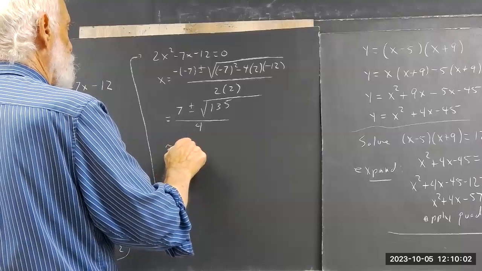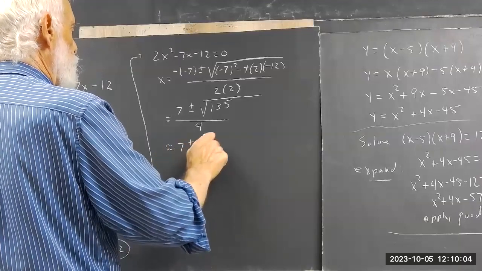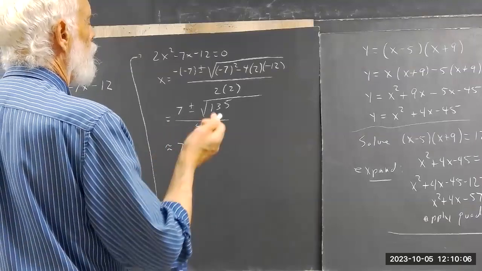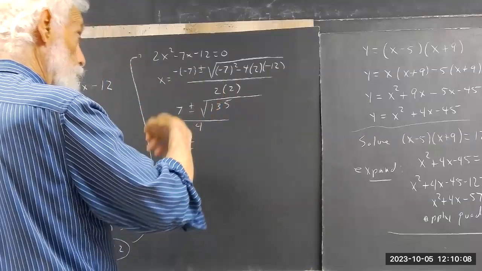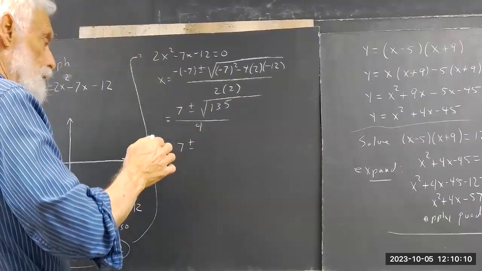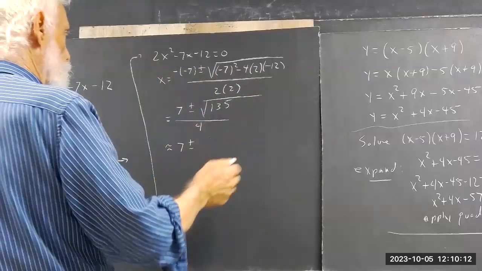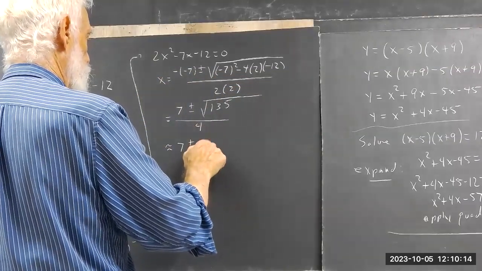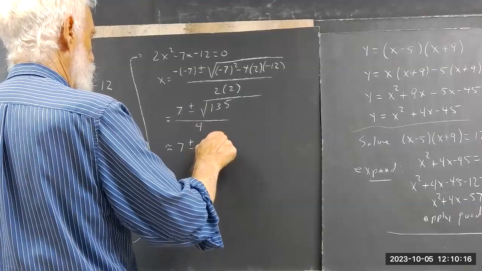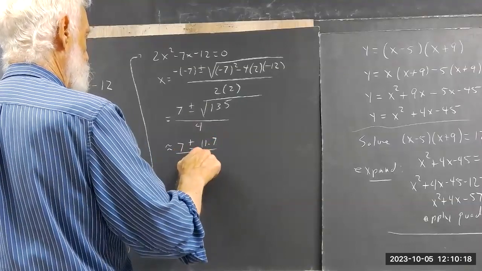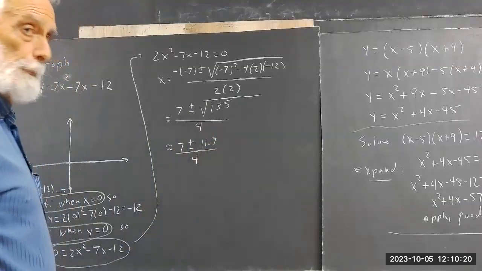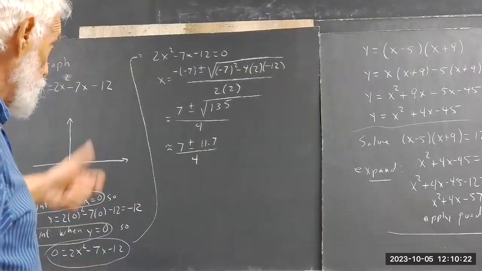That's approximately equal to 7 plus or minus... Okay, the square root of 144 is 12, and the square root of 121 is 11. This is somewhat closer to 12 than 11. So I'm going to estimate that this is 11.7, might be 11.6. I'm not going to think that hard on it. Okay. So we get this.